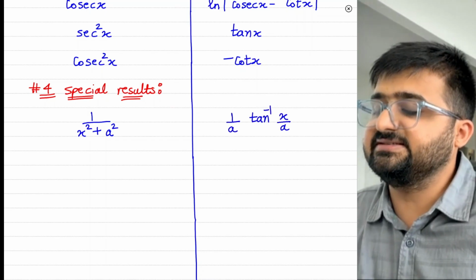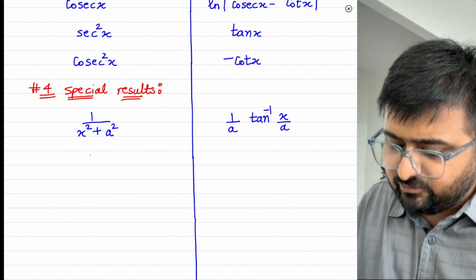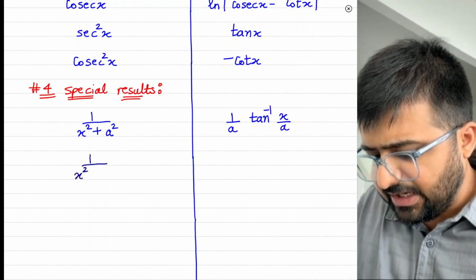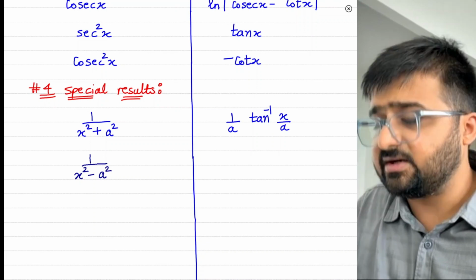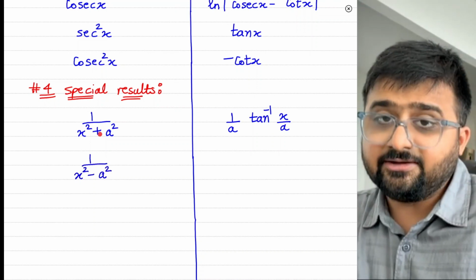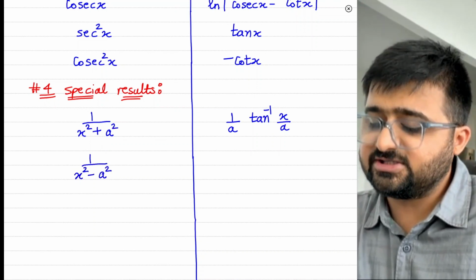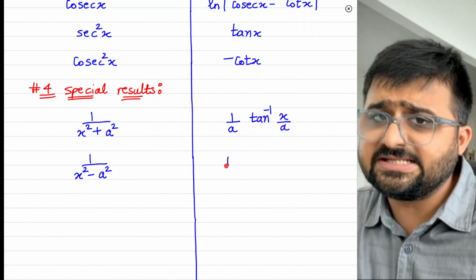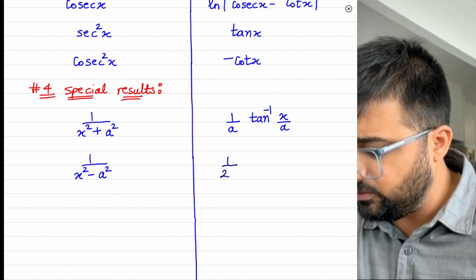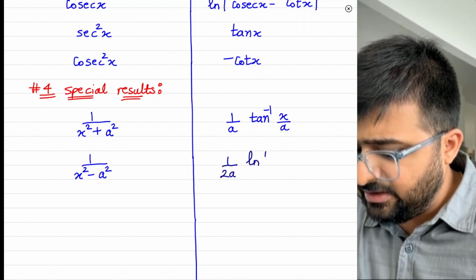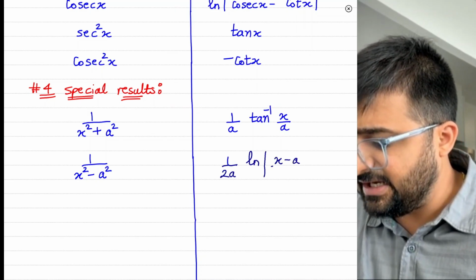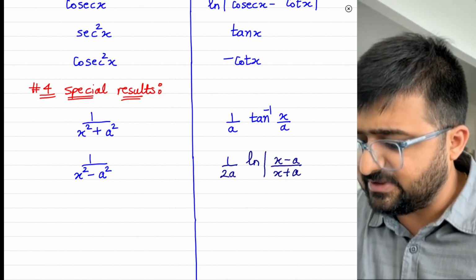So remember this result. Okay, if it was 1 over x square minus a square, okay, if it was a negative in between this variable and a constant, the formula changes entirely. The formula becomes 1 over 2a ln of x minus a divided by x plus a.